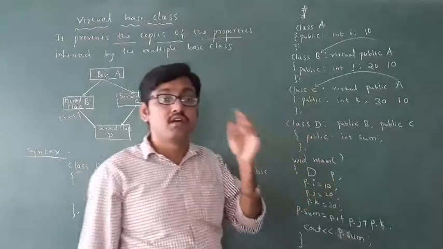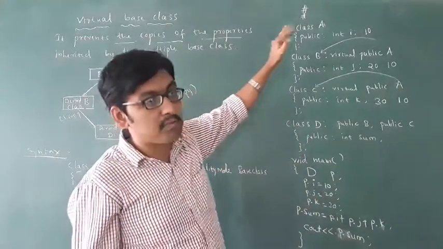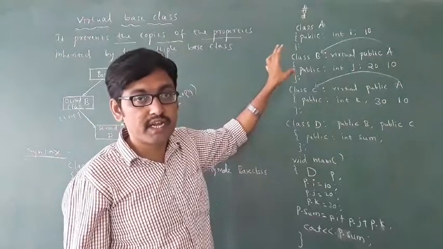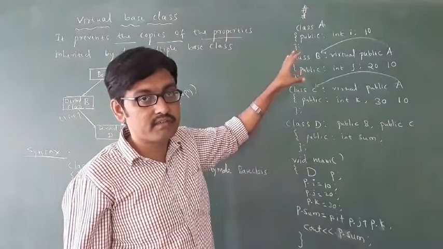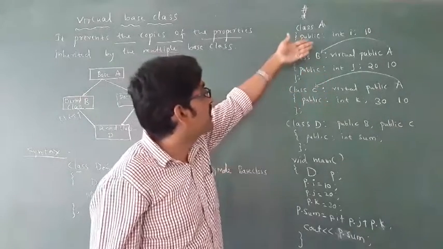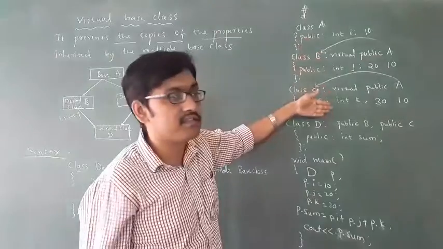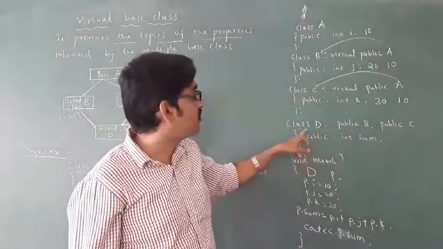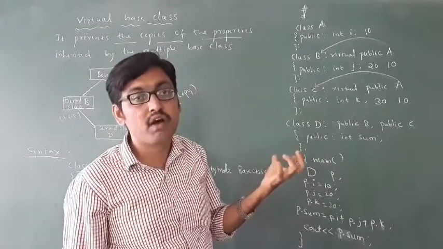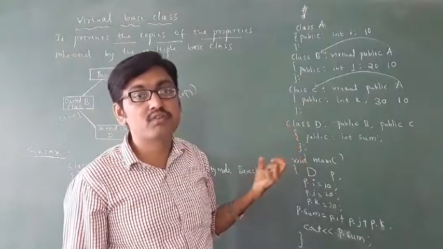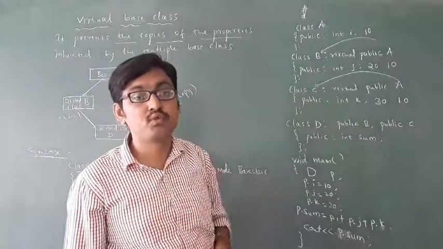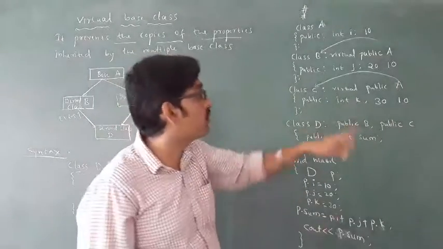It means what? See, A has properties. In class A the value is 10. I want to inherit this 10 value to B and C. Then automatically the 10 value comes to B and C. Now D wants to inherit the properties from A, through B and C. That's why you have to use a virtual.